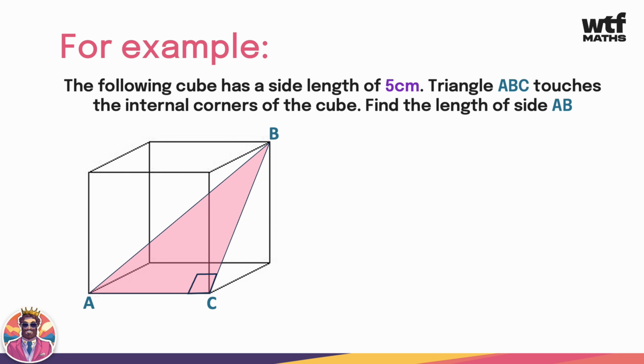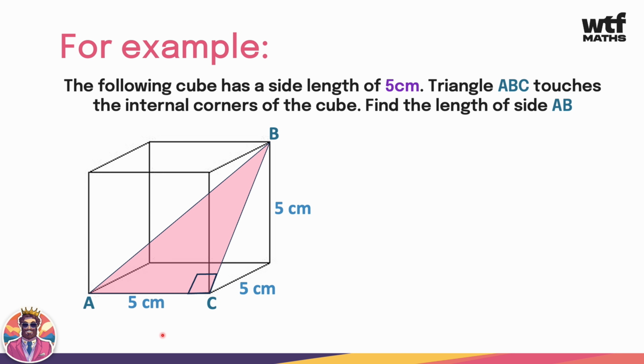Okay, let me show you how to do one of these problems. So I'm going to use the same triangle from last time. The following cube has a side length of 5 centimeters. Triangle ABC touches the internal corners of the cube. Find the length of side AB. So we know that because this is a cube, all sides are going to be the same. So if we look at this triangle here, we can see A to C is 5. I don't know what C to B is.